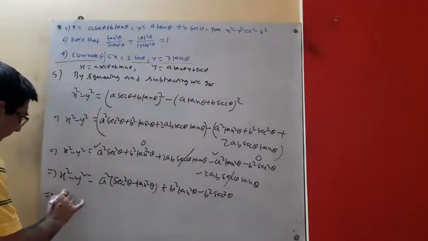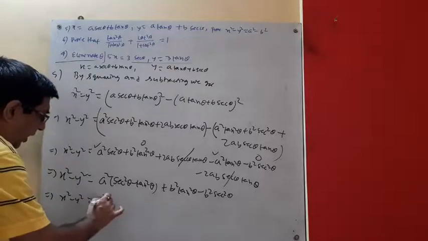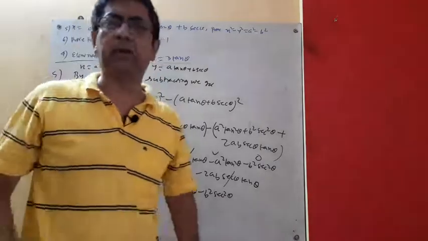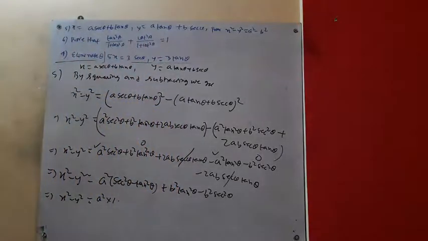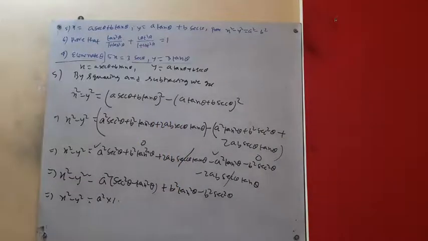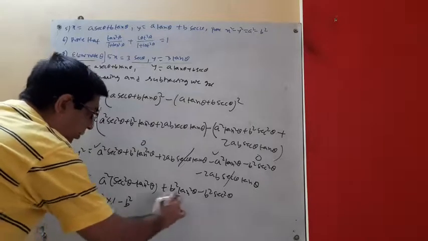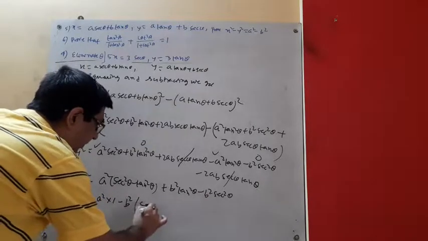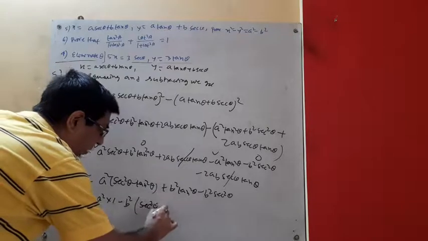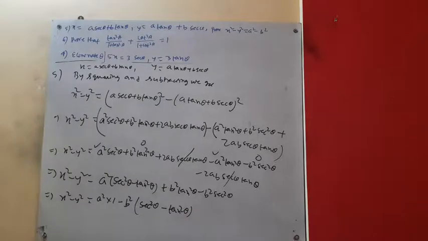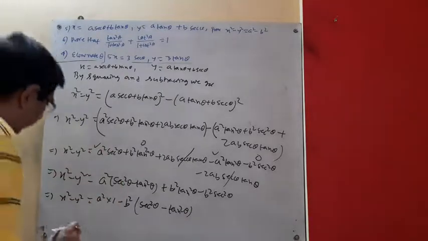So what are we getting? x square minus y square. This is a square into 1. If you take common b square, you will get tan square minus sec square theta. But there is no formula for tan square minus sec square theta, right? So if you take common minus b square, this will come first, sec square theta, and this is plus sign, it will be minus sign. Why? Because whenever we take a minus sign, all the signs will be opposite.